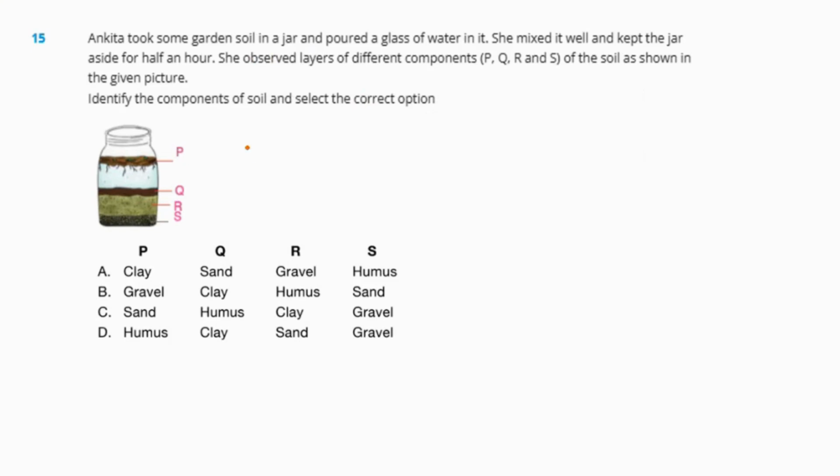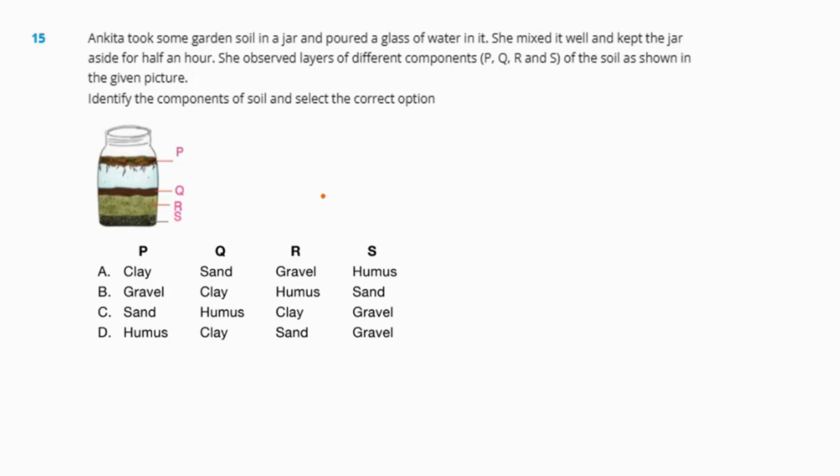Next. Ankita took some garden soil in a jar and poured a glass of water in it. She mixed it well and kept the jar aside for half an hour. She observed layers of different components such as P, Q, R, and S of the soil as shown in the given figure. Identify the components of soil and select the correct option. So what Ankita did, she took some garden soil in a jar and poured a glass of water in it, mixed it well and kept the jar aside for half an hour.